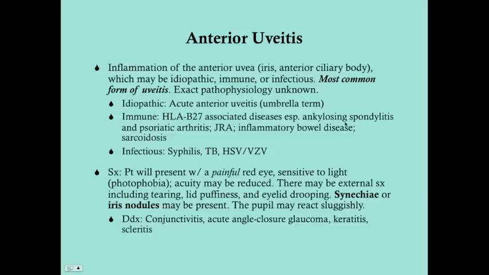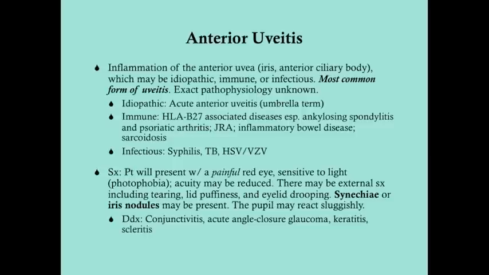So if you have ankylosing spondylitis or psoriatic arthritis, your chances of developing anterior uveitis are there, but they're not as high as if you have sarcoidosis. If you have sarcoidosis, you are very likely to develop anterior uveitis at some point in your life. And then the infectious causes: syphilis and TB, as go for all the uveitises, as well as herpes simplex virus and varicella zoster virus.